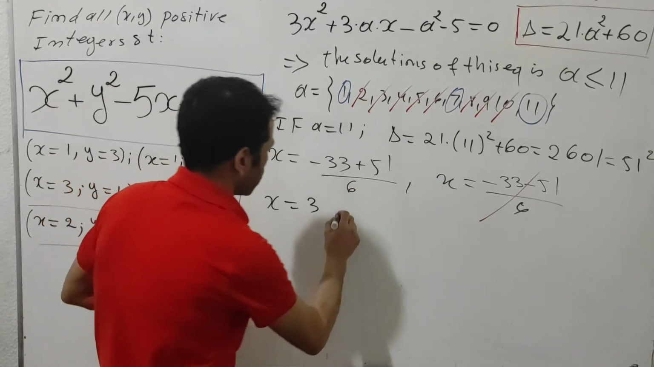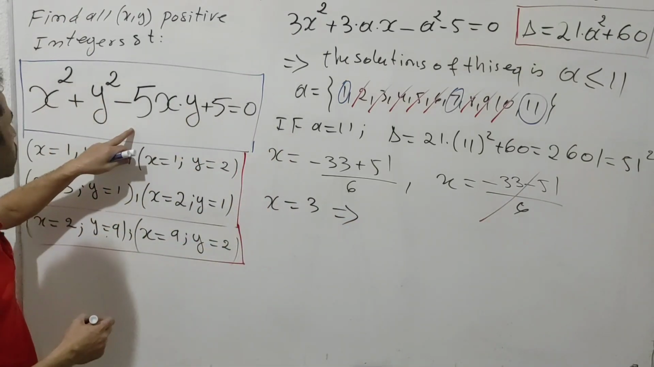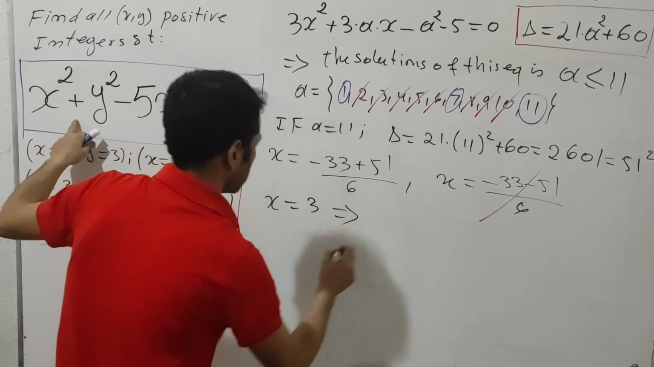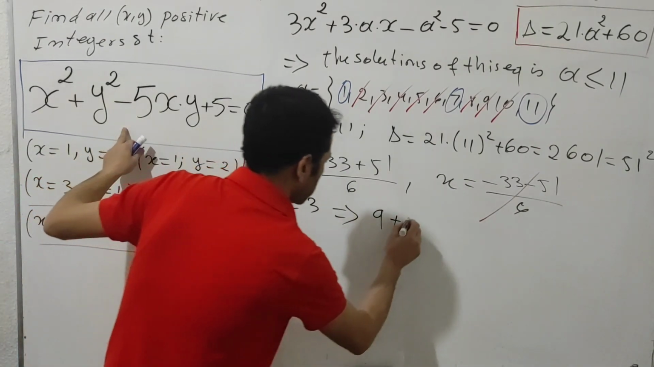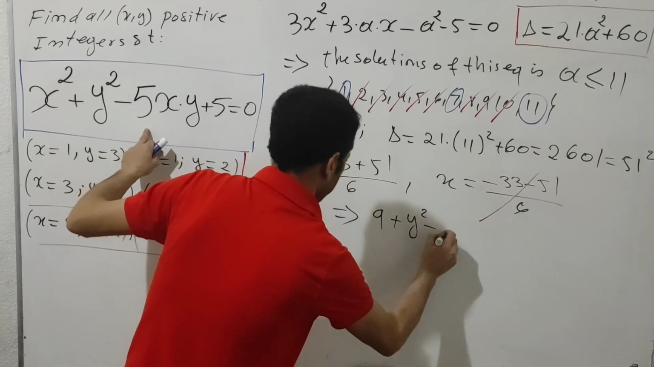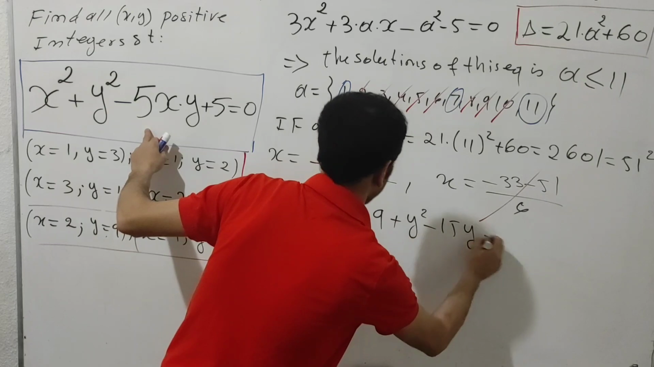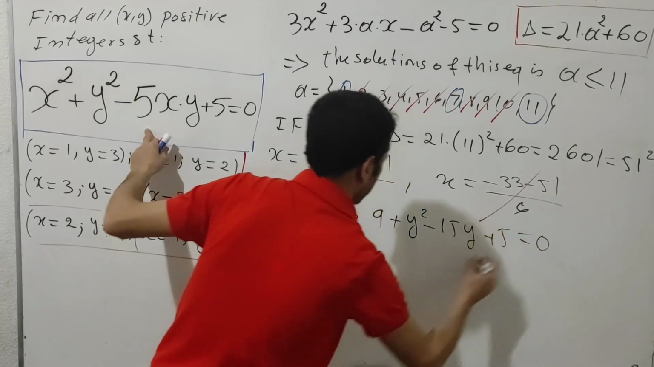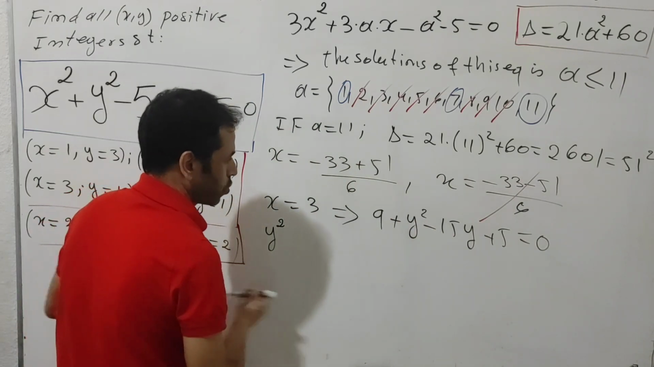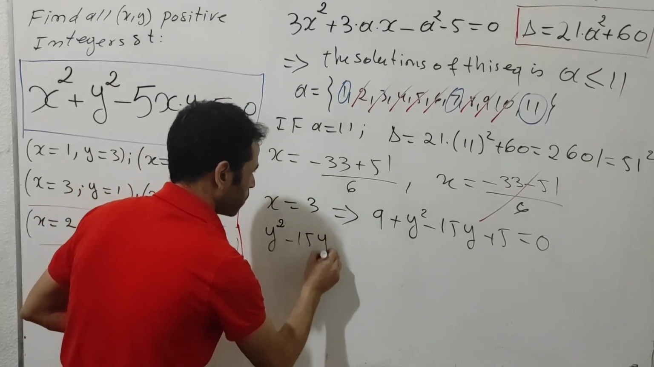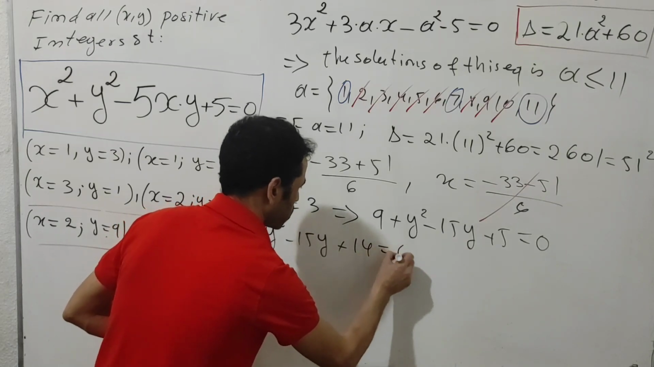I'm going to look for y by replacing this 3 into the original equation to see what it gives us. So it's giving us 9, which is 3 squared, plus y squared, minus 5 multiplied by 3 giving us minus 15y, plus number 5 equals 0. Okay, I'm going to simplify this calculation. I will have y squared minus 15y, 9 plus 5 is giving us 14, equals 0.